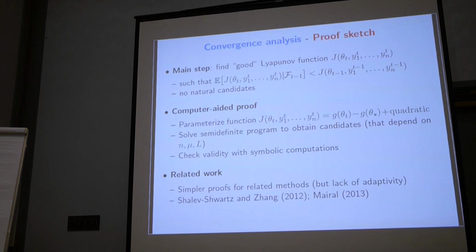Maybe I should mention the related work. We published this like 2 years ago, but 1 year ago, and there are a lot of other methods that achieve similar things with much simpler proofs. For example, the SDCA work of Shalev-Shwartz and Zhang gets similar rates, but with a much simpler proof, and the same thing for Julien Mairal, with one difference.